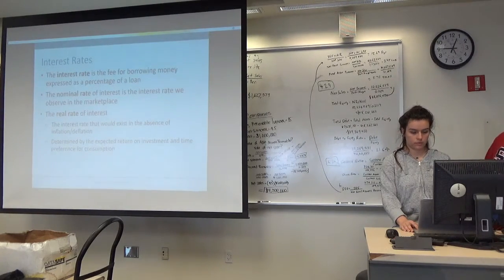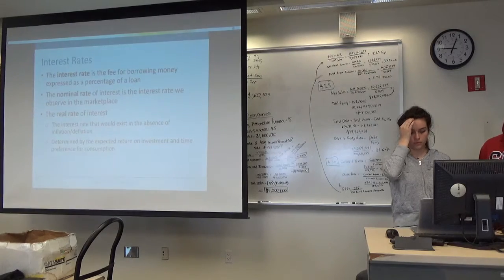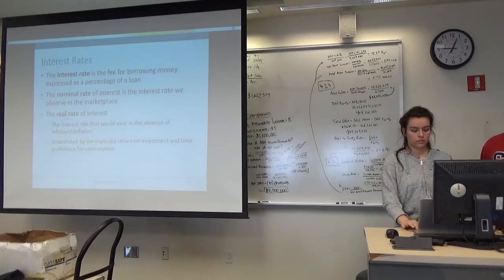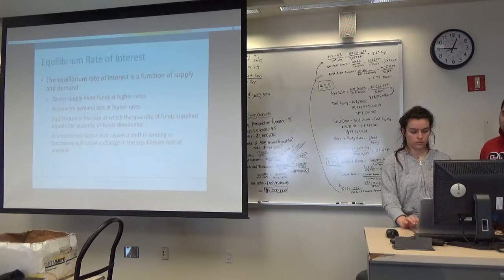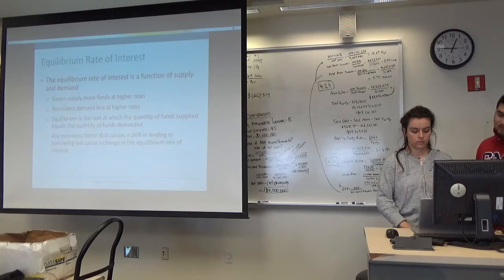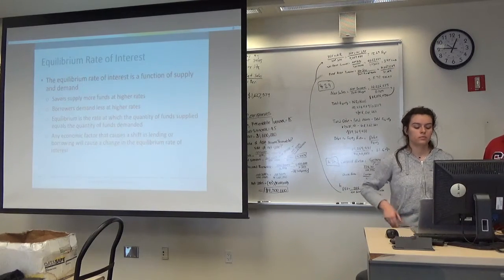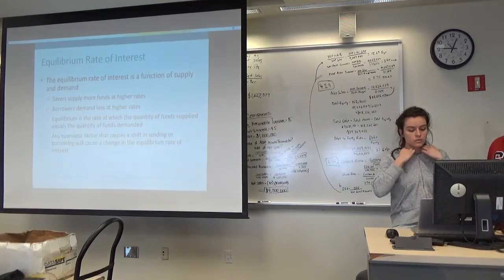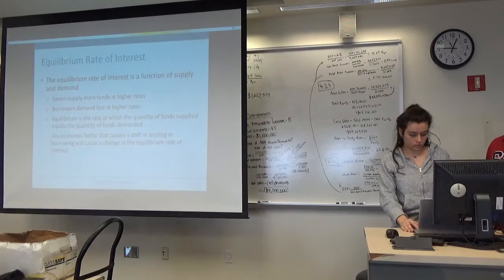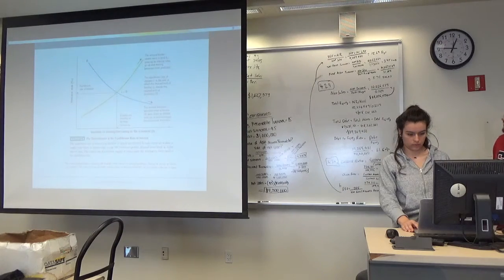Interest rate is the fee for borrowing money expressed as a percentage of a loan. The nominal rate of interest is the interest rate we observe in the marketplace. And the real rate of interest is the interest rate that will exist in the absence of inflation. The equilibrium rate of interest is a function of supply and demand. Savers supply more funds at higher rates, and borrowers demand less at higher rates. Equilibrium is the rate at which the quantity of funds supplied equals the quantity of funds demanded. I think it's in the chart.